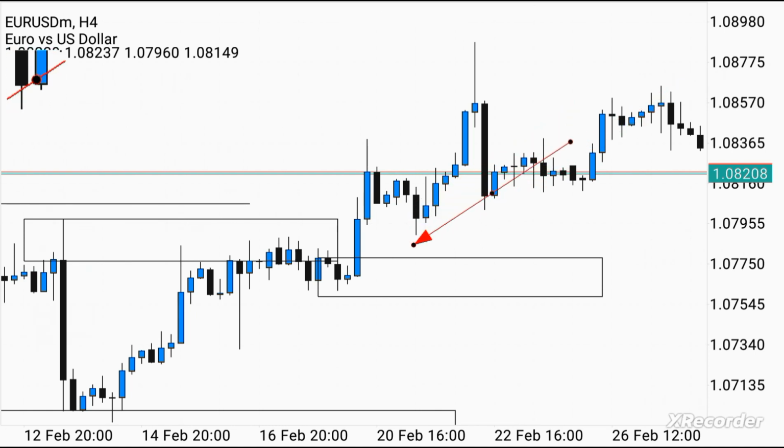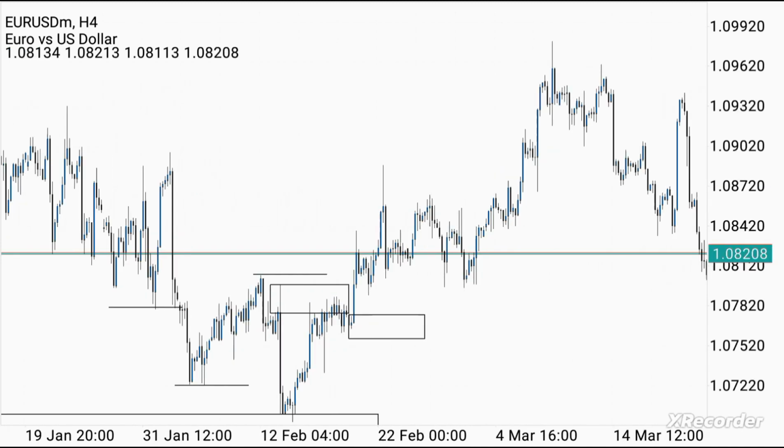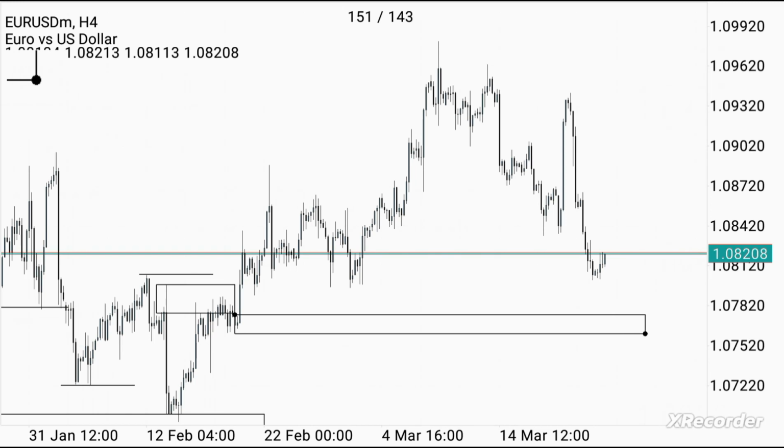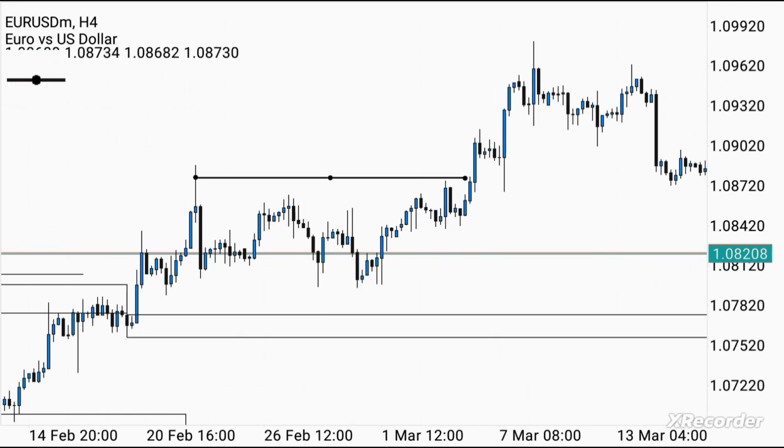Did the pullback actually mitigate the order block? No, it didn't mitigate the order block. That means there is liquidity between the depth of this candle and the mitigation of this order block. So the market will definitely have to come back to take out the liquidity. So that is the order block I'm looking at. I will just extend it to the future. Also, the market gave us a break of market structure to the upside without returning to mitigate the order block.